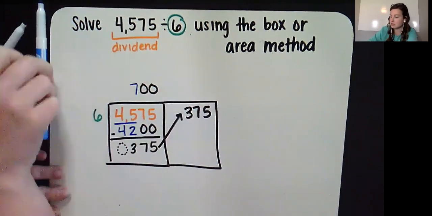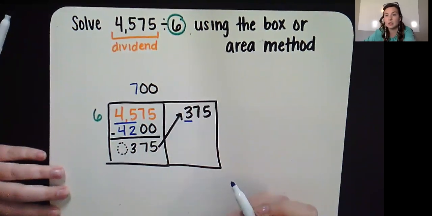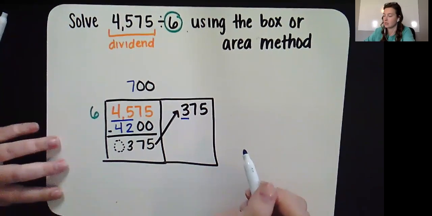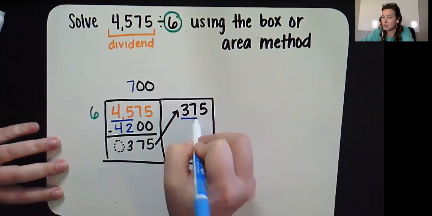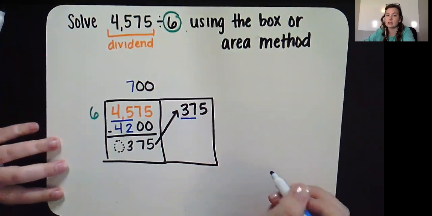375 divided by 6. Again, I'm going to start on the far left side. If I have 3 dots, how many groups of 6 can I make? Well, the answer is none because 3 is less than 6. I'm going to add in the next door neighbor. If I have 37 dots, how many groups of 6 can I make?